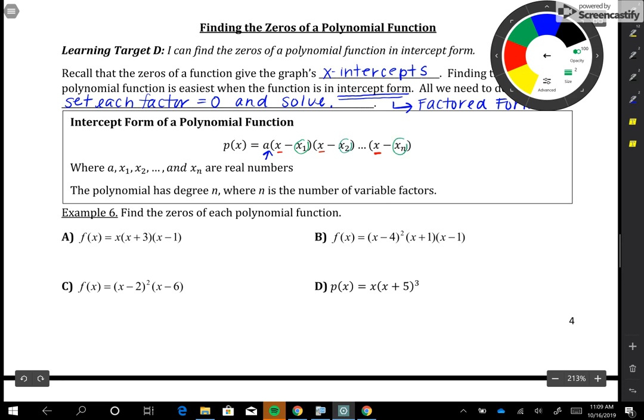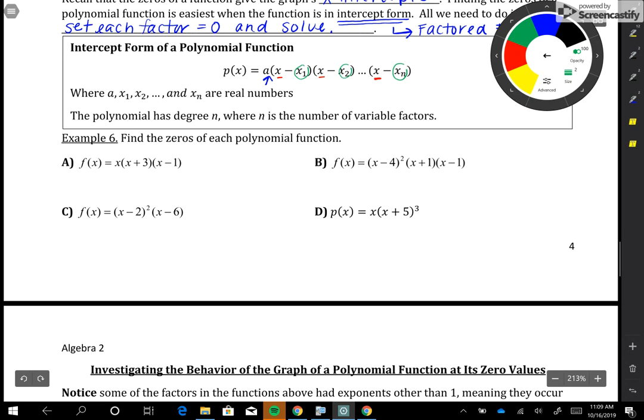So if you look down here in our example 6, all of these are intercept form. So you can see the factors there. Okay, so we are going to find the zeros from each of these. Remember, to find the zeros, all we need to do is set each factor equal to 0 and solve. So in letter A, I have f of x equals x times x plus 3 times x minus 1. I actually have 3 factors here because x itself is a factor.